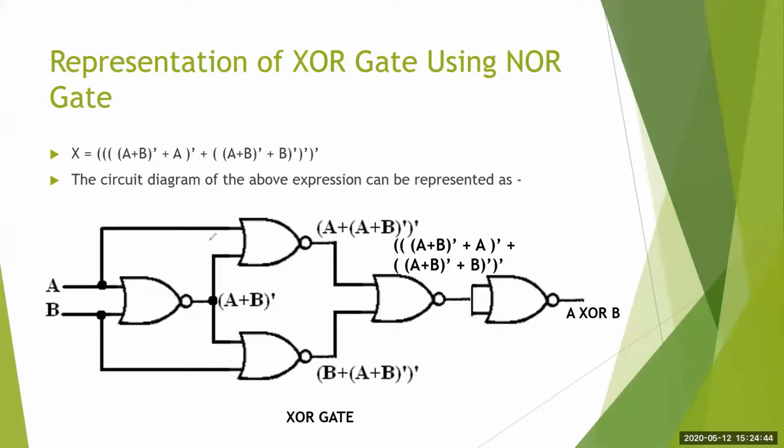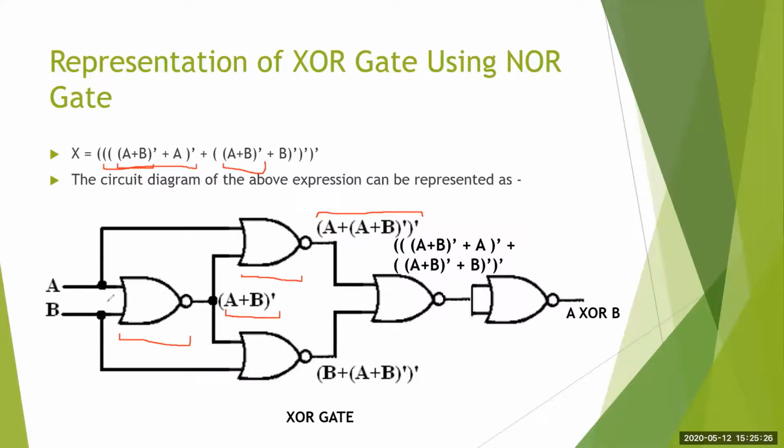Now let's start drawing the circuit diagram for this expression. If we give A and B as inputs to this NOR gate, we get (A plus B) and then its whole complement. We can see these terms in the equation here and here. Now if we apply (A plus B) whole complement and A as input to this NOR gate, we can get this term, (A plus B) whole complement, and then whole complement. So we can see this term here in the equation.